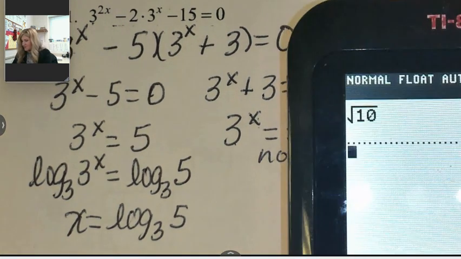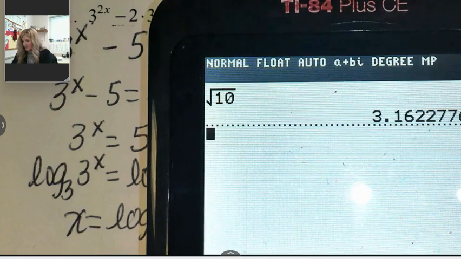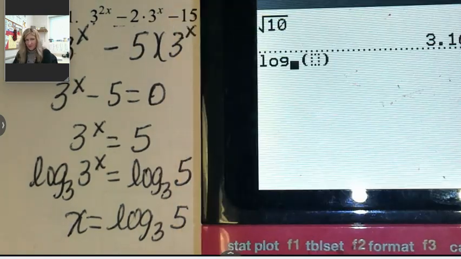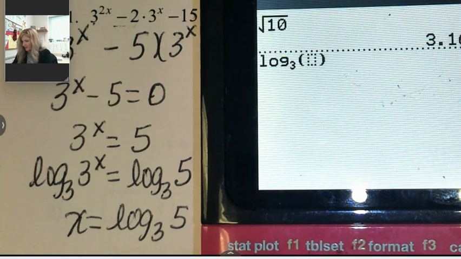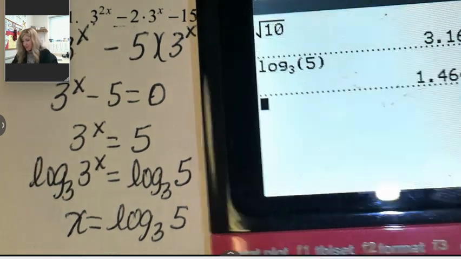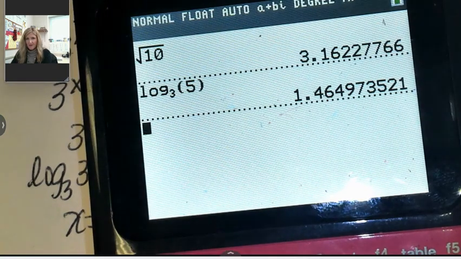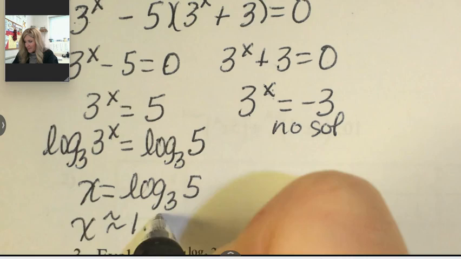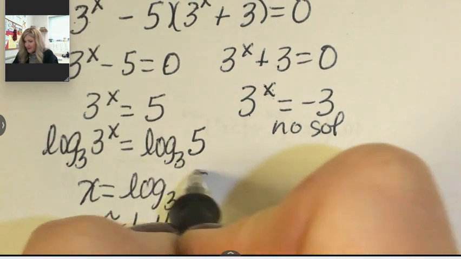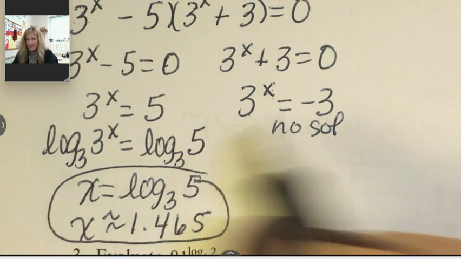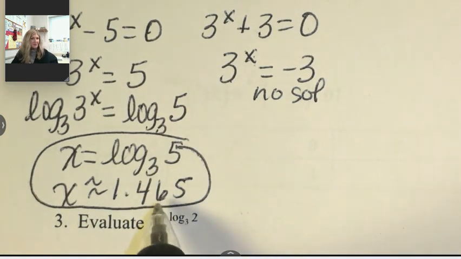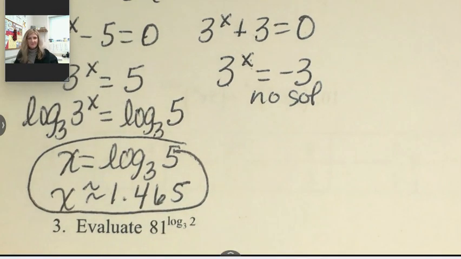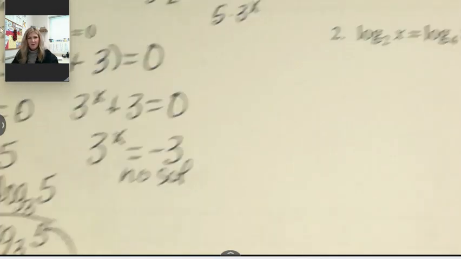So now let's find the approximate answer. We go under math, and go up to log base. I'm going to do log base 3 of 5, and that answer better be between 1 and 2, and it is: 1.465. I'd like you to get in the habit of giving both the exact and the approximate answer to 3 decimal places on these. Okay, makes sense? Awesome. Want to do one more.